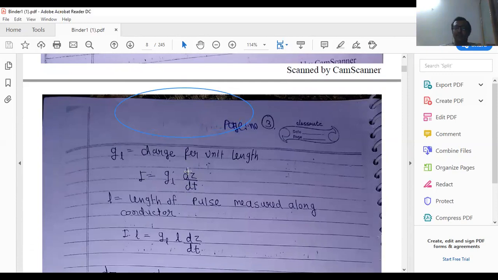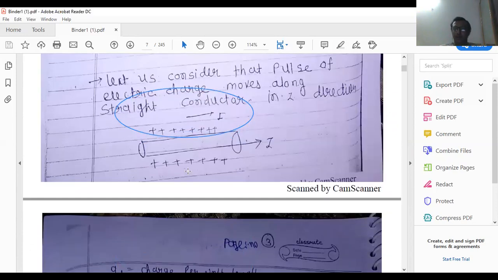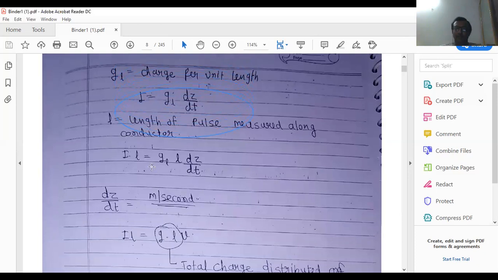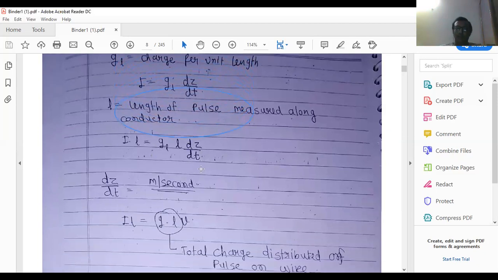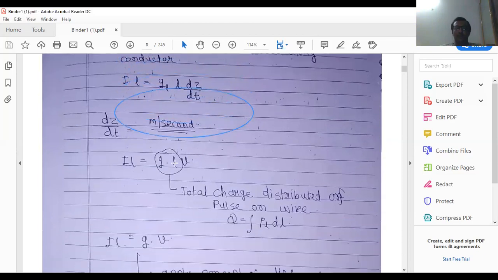dz by dt means what? Velocity, that is, distance changing with respect to time. Here we can multiply with length. dz by dt means what? It can be said as meter per second.